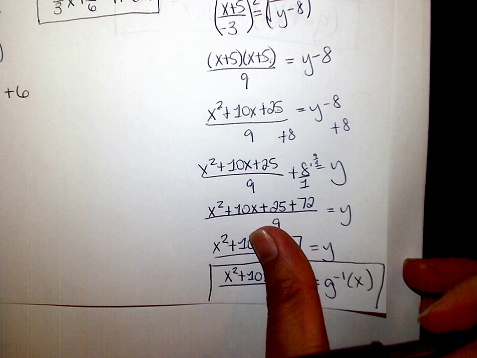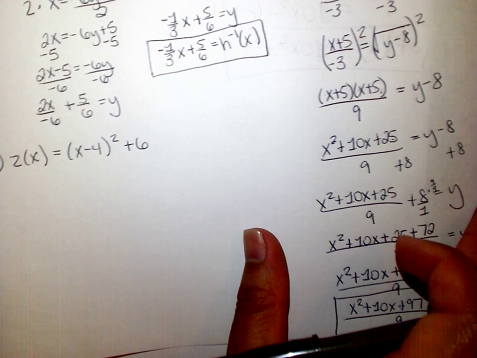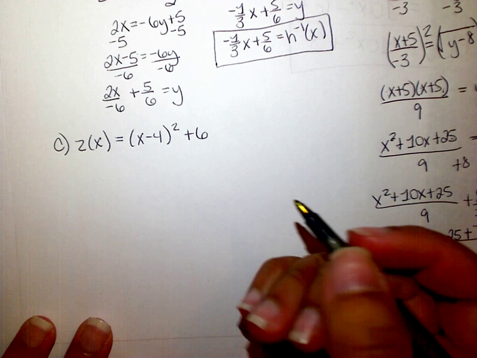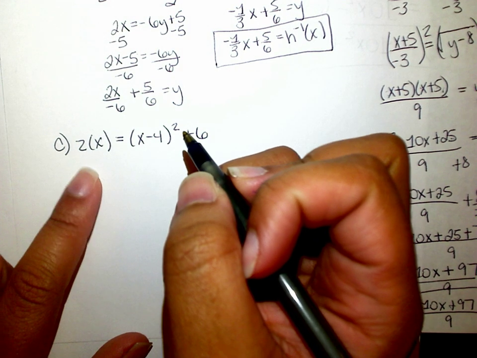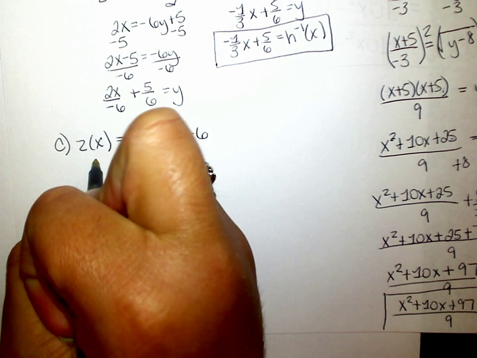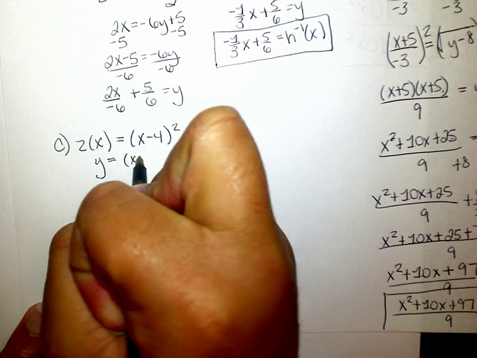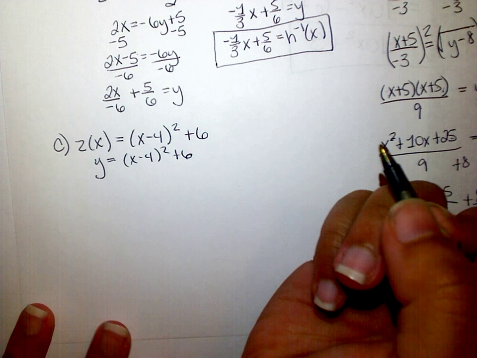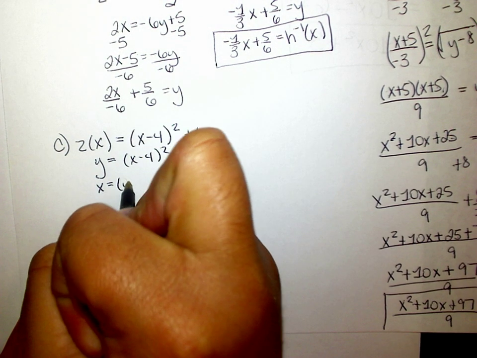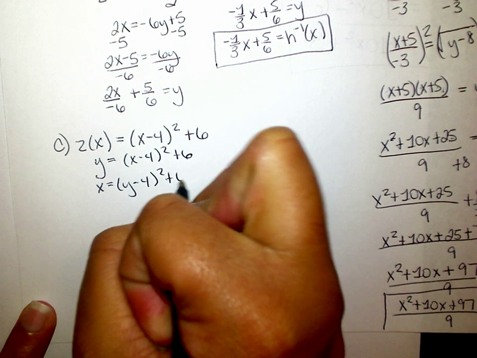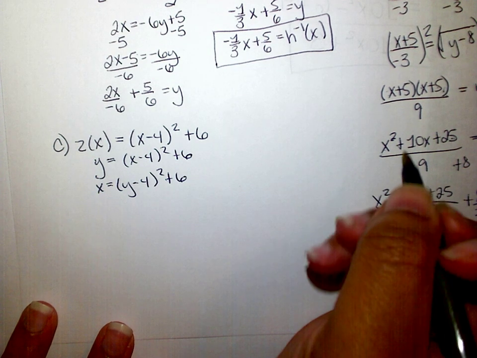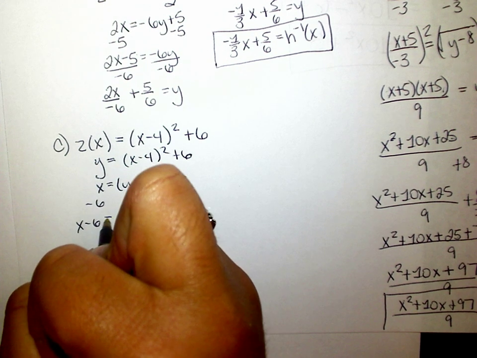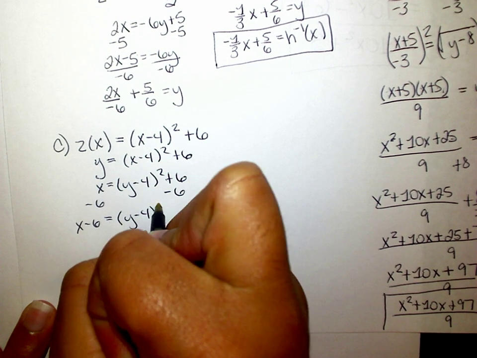Alright, so now let's take a look at C. We're still trying to find the inverse. So first step is to change z of x to y. Then we're going to switch x and y. Now we're going to solve for y. We're going to subtract 6 from both sides. So x minus 6 equals the quantity y minus 4 squared.